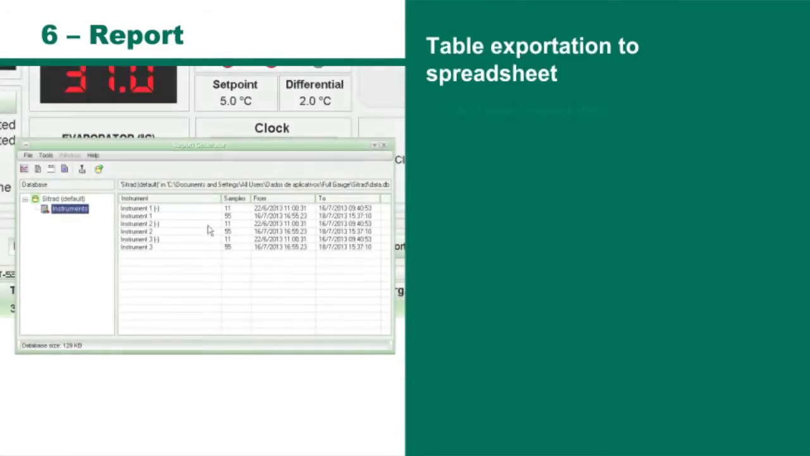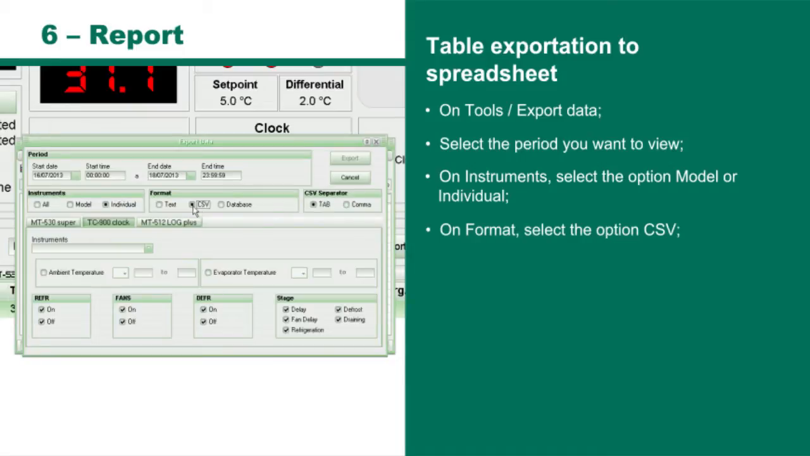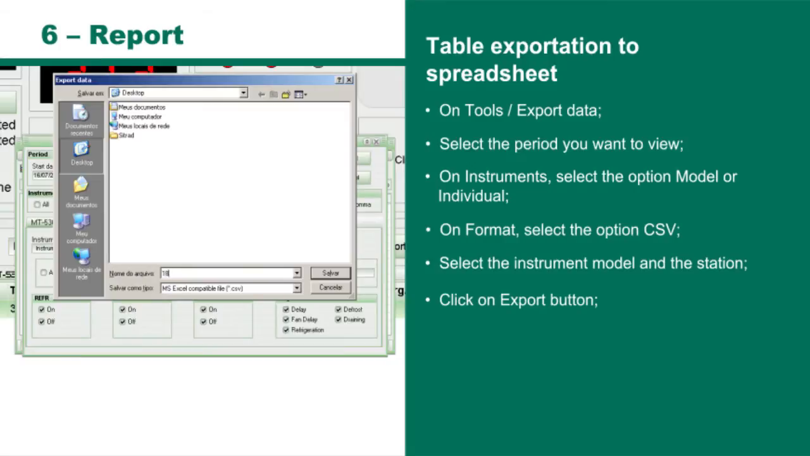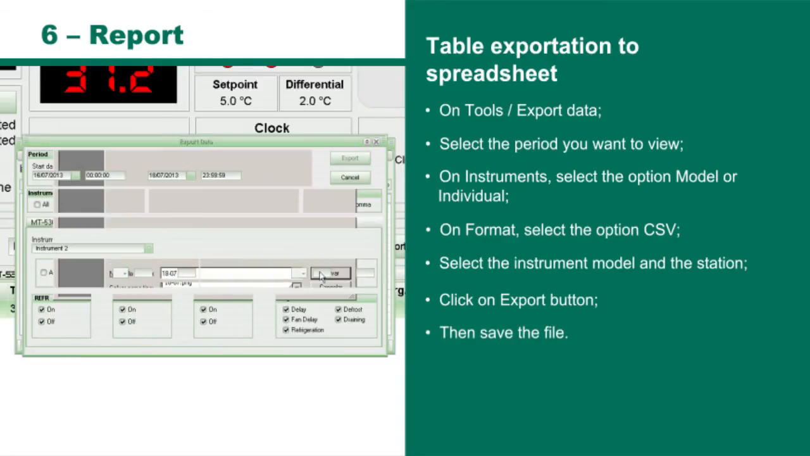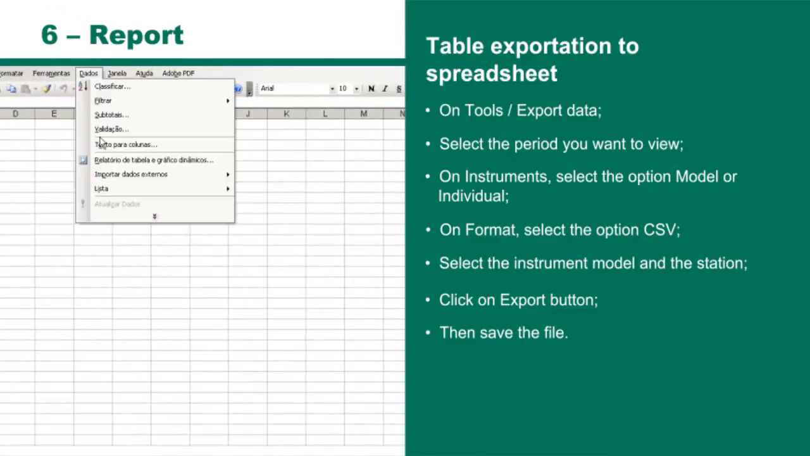Table exportation to spreadsheet. On Tools, Export Data. Select the period you want to view. On Instruments, select the option Model or Individual. On Format, select the option CSV. Select the instrument type and the instrument. Below, you can filter the data you want to export and click on Export button. Then save the file. You can open this file in any spreadsheet editing program.